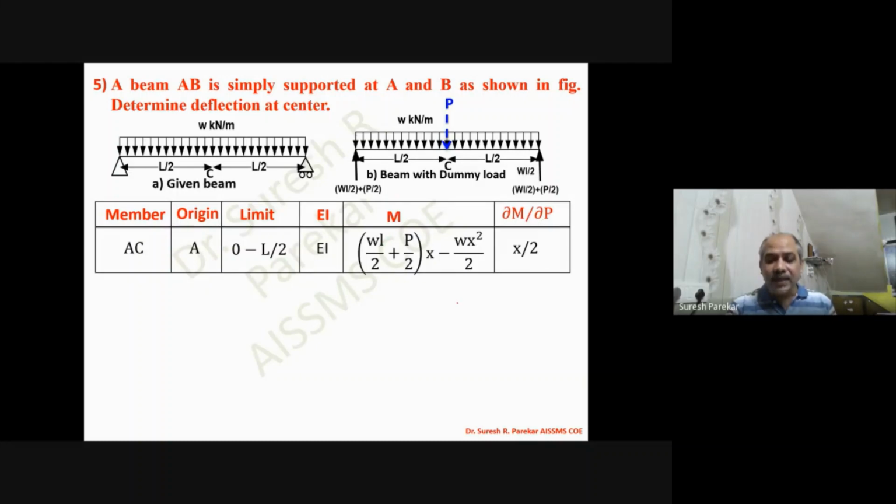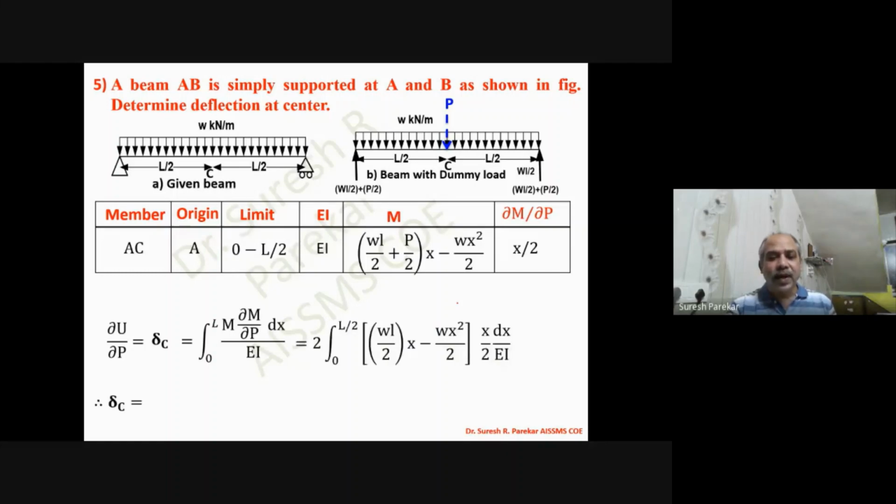And then we have to just put in the equation, m da by m by da by P dx upon EI, and by substituting these values, you are going to get the value of delta C. And that delta C, we are going to get 5WL to the power 4 upon 384 EI. And as we are going to get this value as plus, that means my displacement is in the downward direction.